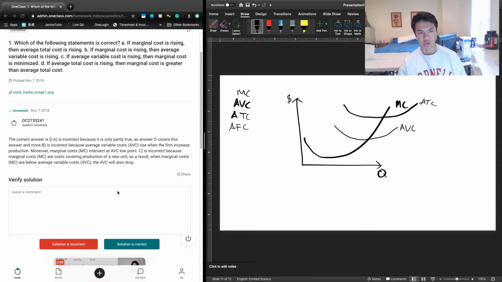B says if marginal cost is rising. So they say B is incorrect because average variable cost rises when the firm increases production. Moreover, marginal cost intersects at AVC's lowest point. So that's the key point, that marginal cost intersects at AVC's low point. C is incorrect because marginal costs are costs covering production of a new unit. As a result, when marginal costs are below average variable costs, the average variable cost will also drop.